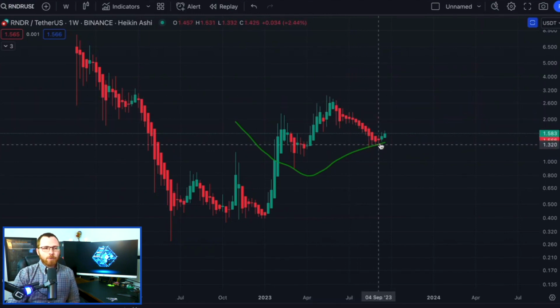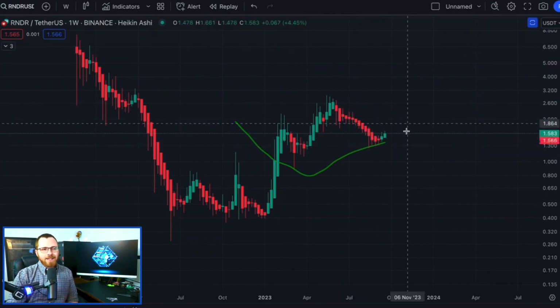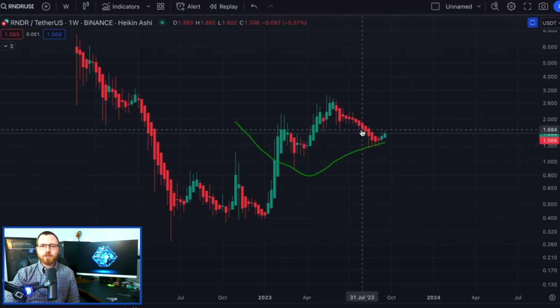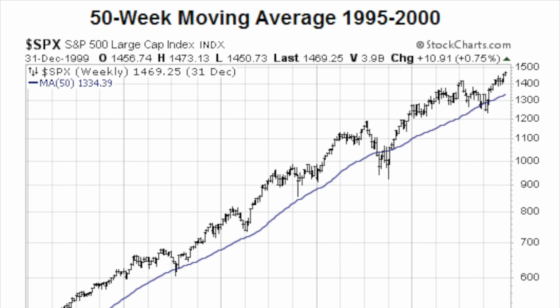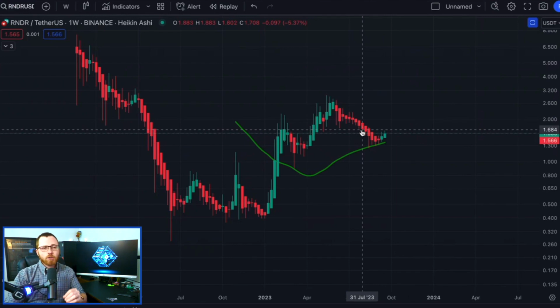since corrected down to the 50-week moving average, which is acting as a pretty strong support, which is great to see because, as we've mentioned in many of our technical analysis videos, of course you definitely have to check those out if you haven't already, the 50-week moving average almost always acts as the bull market support band, so being above it is a really strong sign.